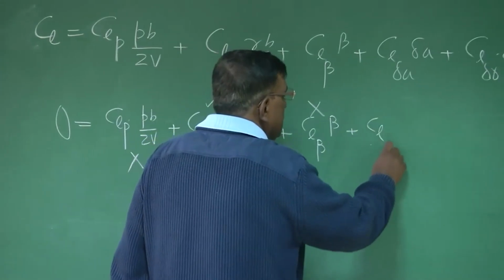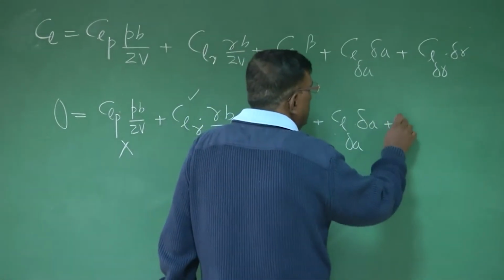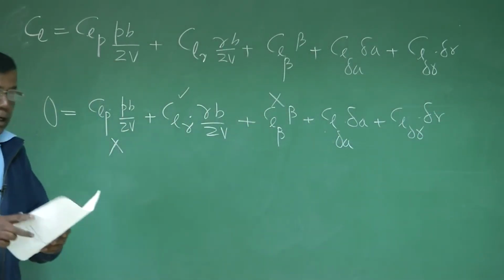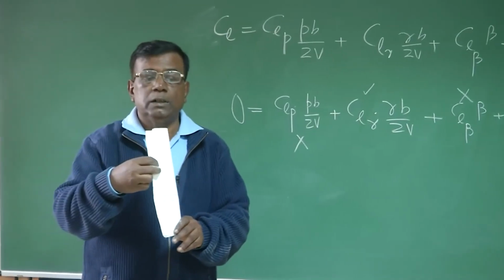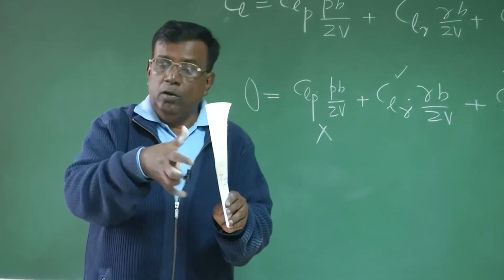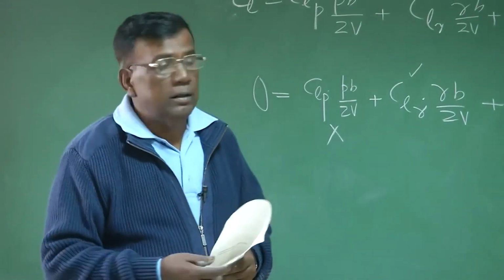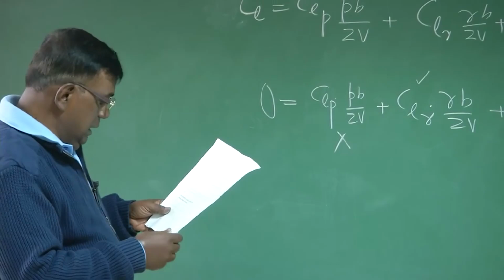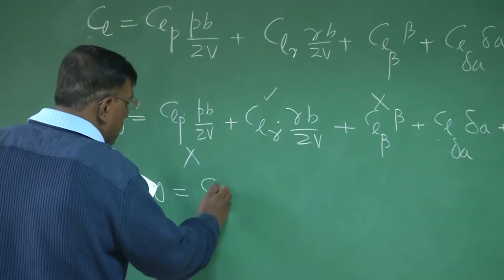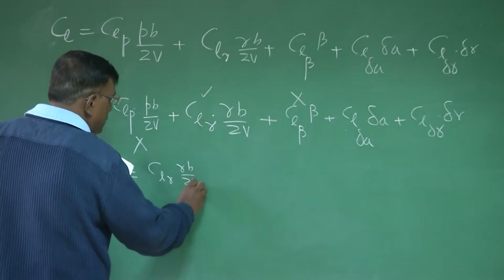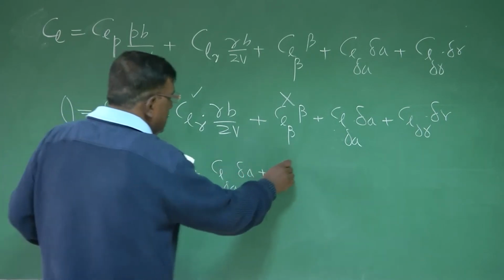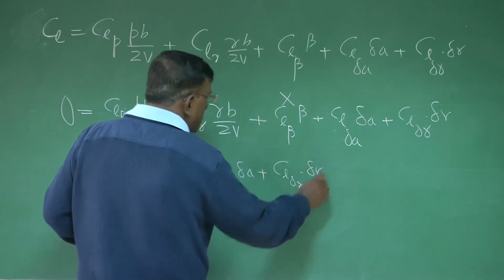Then of course CL delta A, which is coming from aileron, and plus CL delta R. CL delta R means when I deflect the rudder, it gives a yawing moment, plus there is a force in this direction that will give a rolling moment also. That is why you have CL delta R. So if this is true, I write the simplified equation: 0 equal to CLR into RB by 2V plus CL delta A into delta A plus CL delta R into delta R.